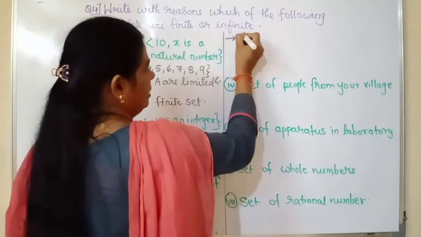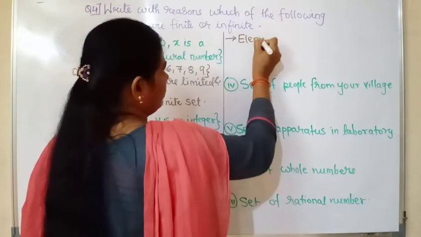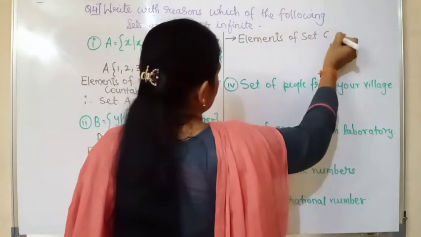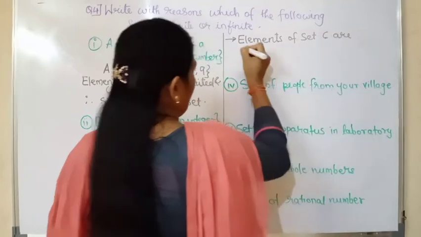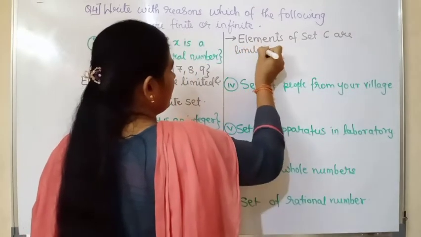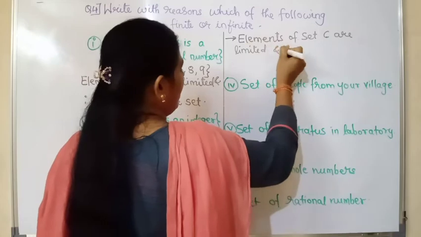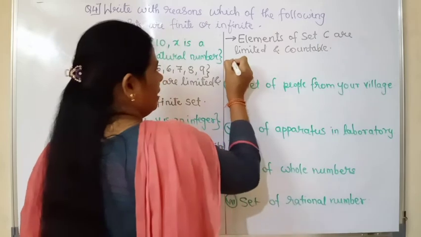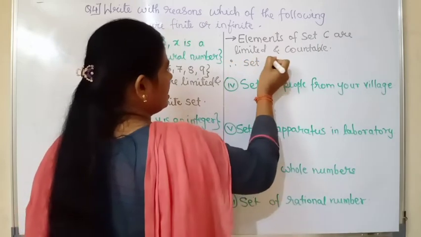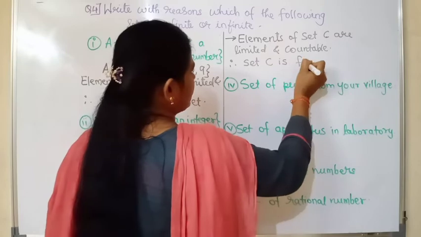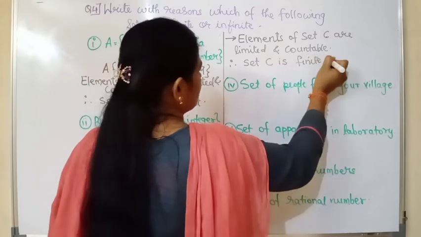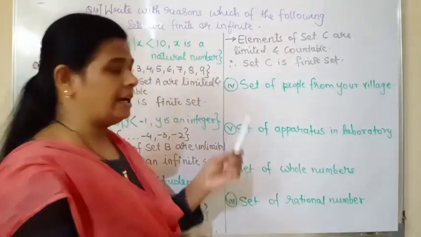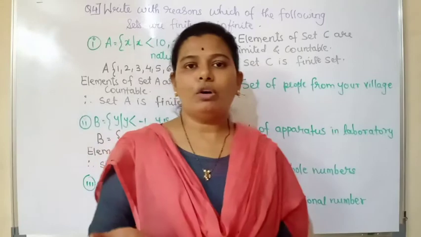Okay, so we will write here that the elements of set C are limited and countable. Therefore set C is a finite set. Okay, next point. Next set, the fourth one, is the set of people from your village.